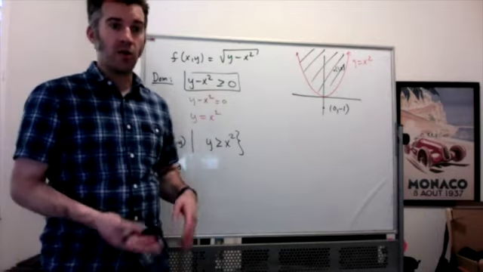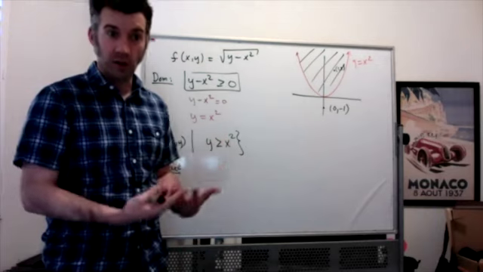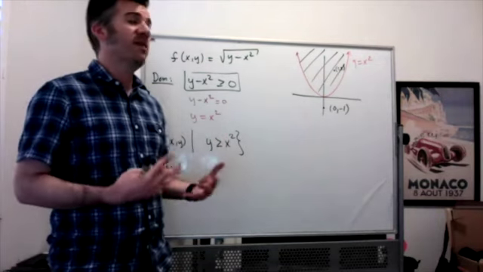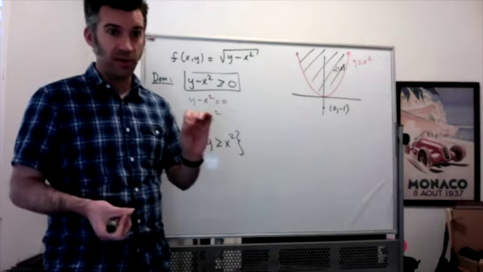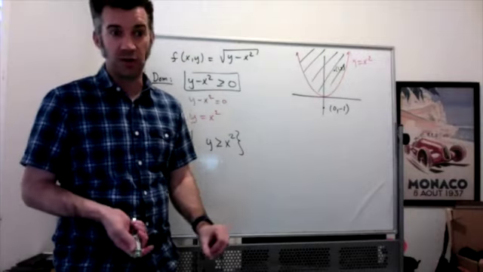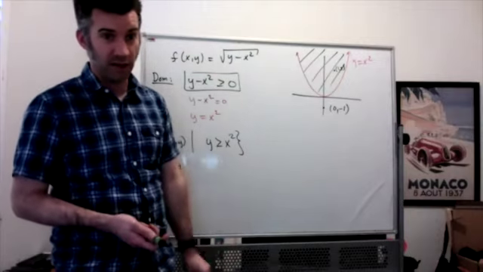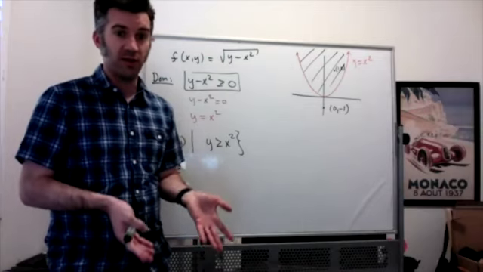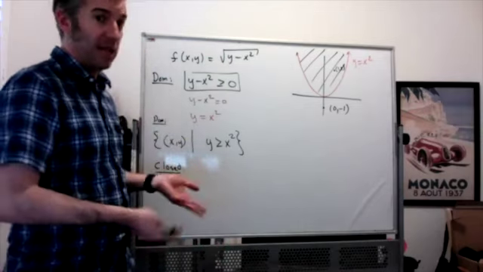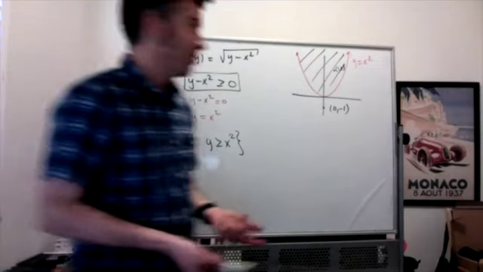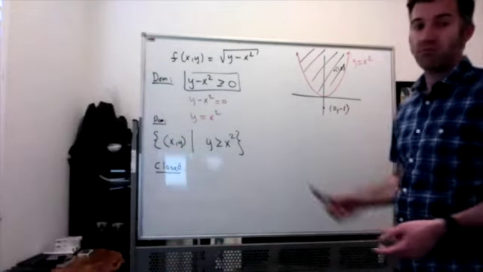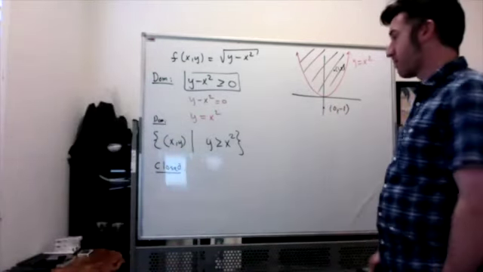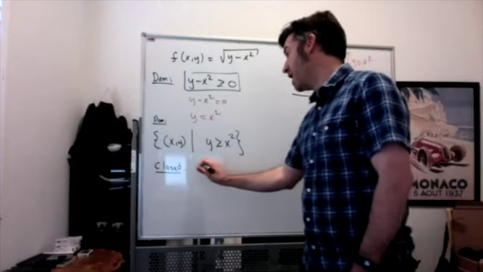A set in general is considered closed if it includes its boundary. There's a very technical definition of what it means to be closed. If you're a math major, you will certainly learn about it in some upper division math classes. But the easier to understand definition is that a closed set includes its boundary. So this set includes the boundary, so it's closed. It's also unbounded.